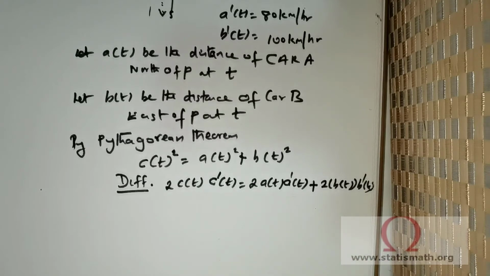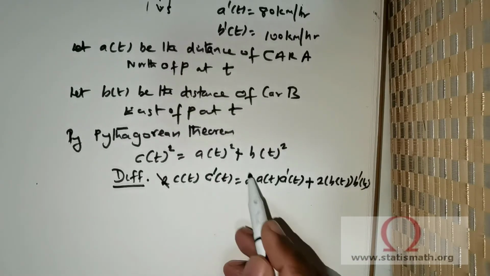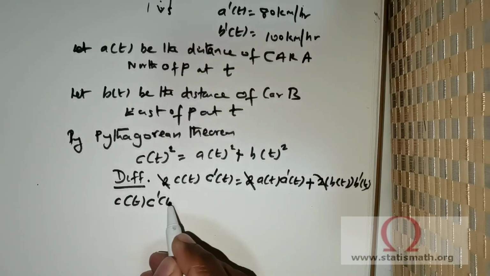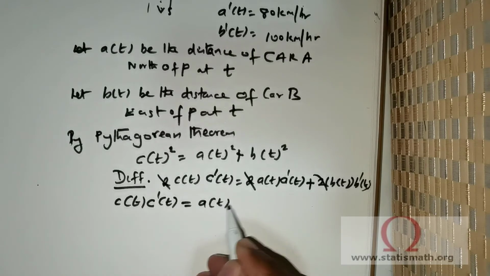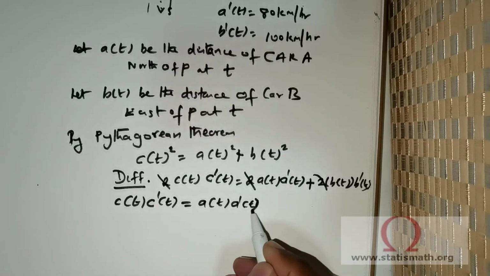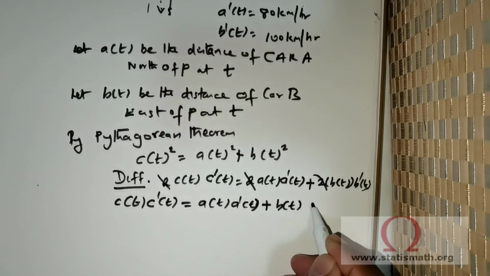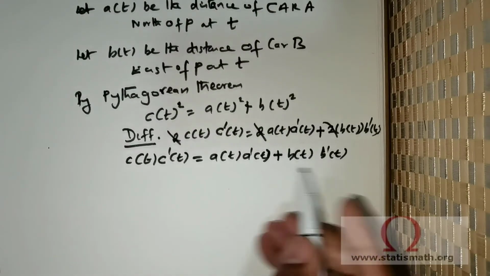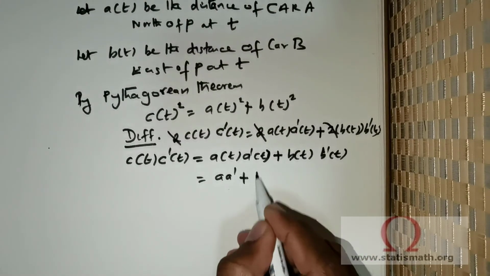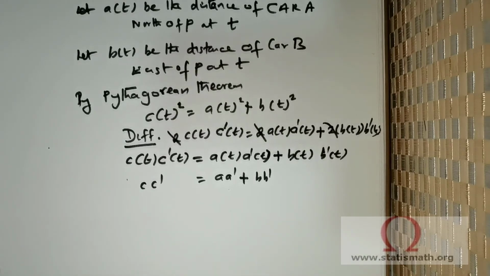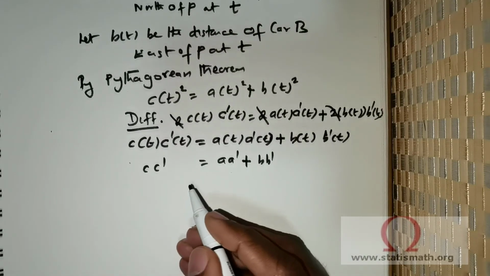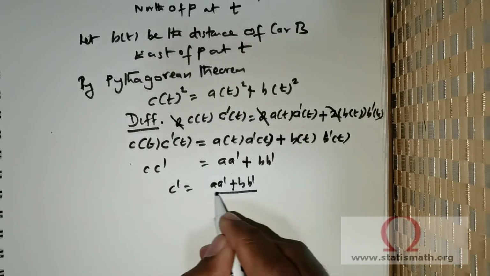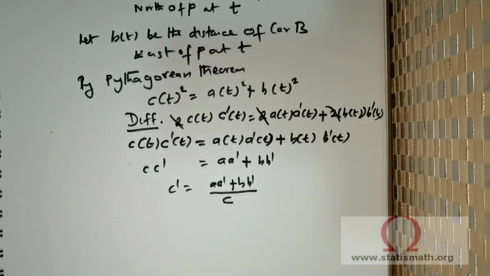So this is the way you have to write the differentiation. Now I can cancel the 2's off, and that's going to give me C of t times C dash of t is equal to A of t times A dash of t plus B of t times B dash of t. Now I don't want to write the t's, so I'll just write AA dash plus BB dash. On the left it's CC dash. Now I need to know the value for C dash. So C dash is equal to AA dash plus BB dash divided by C.